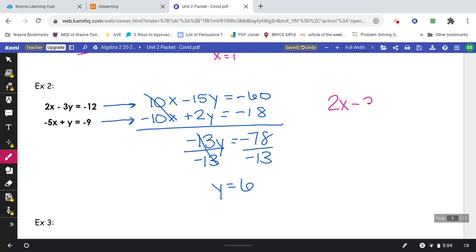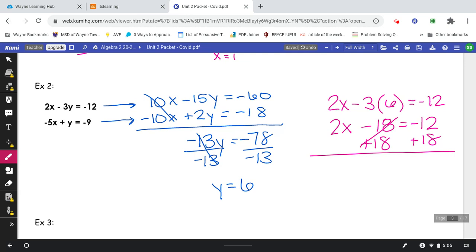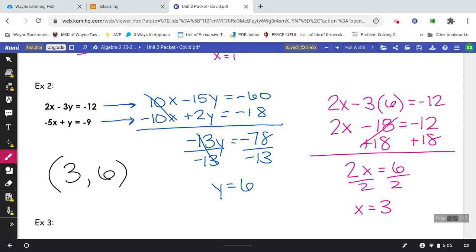So I have 2x minus 3y, but my y is 6. So I'm just going to put it in a parenthesis like that. Equals negative 12. 2x, then I multiply. And then you solve. See if you can solve that problem. You should have added 18 to get 6, and divide by 2 to get 3. When you're done with x and y, make sure you write your final answer as an ordered pair. X comes first, y comes second, the ordered pair xy.